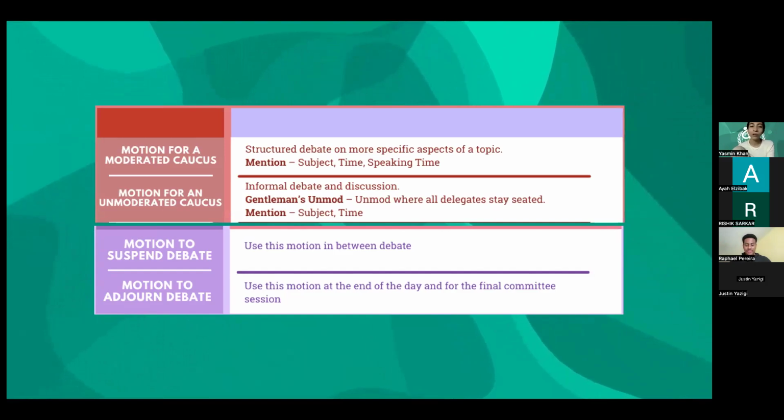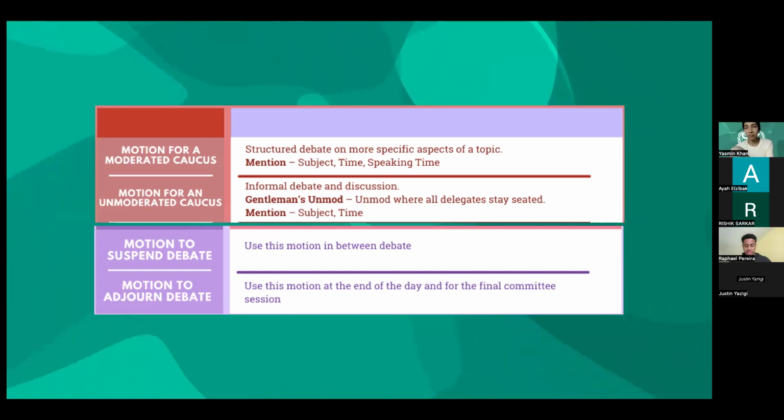The same thing applies to an unmoderated caucus. For an unmoderated caucus, you have to mention the time, and I think that's pretty much it. You don't have to give a topic. I don't know why it says subject here. You don't have to give a subject for it. You can just say, a motion for a 10-minute unmoderated caucus. And that's it. That's going to be voted upon. Whoever wants that, whoever doesn't, cool.